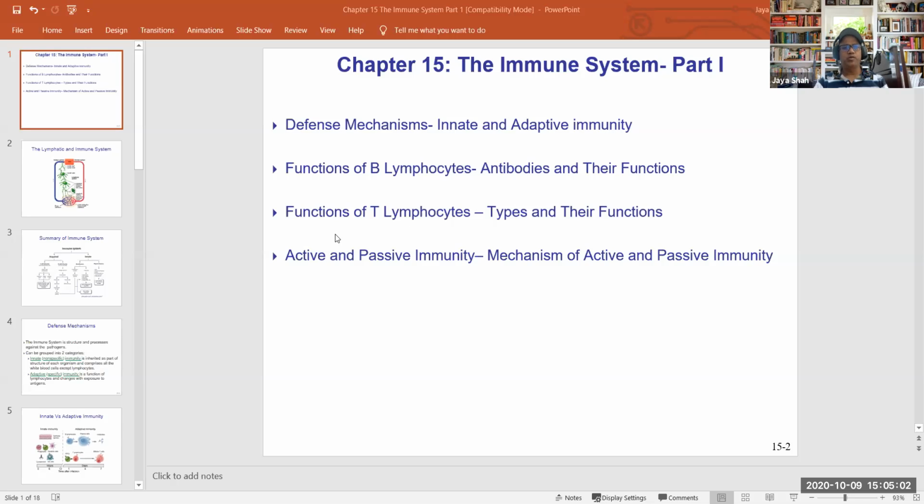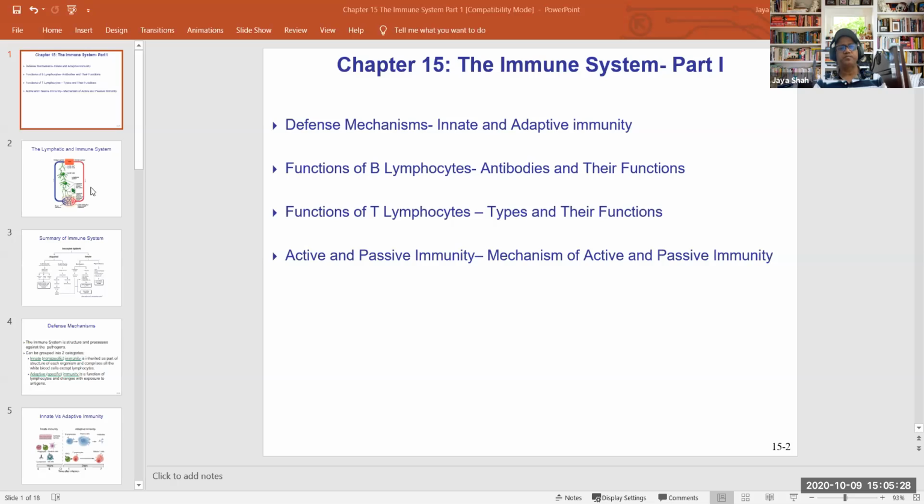Another cell responsible for the specific immunity is T lymphocytes. So we're going to talk about their types and functions. And at the end, we're going to talk about active and passive immunity. And what is the mechanism behind inducing active and passive immunity, okay?